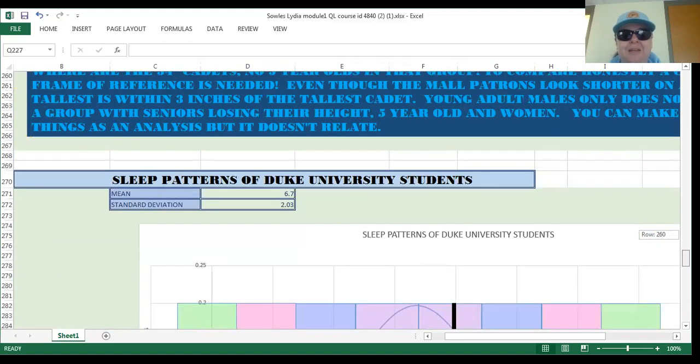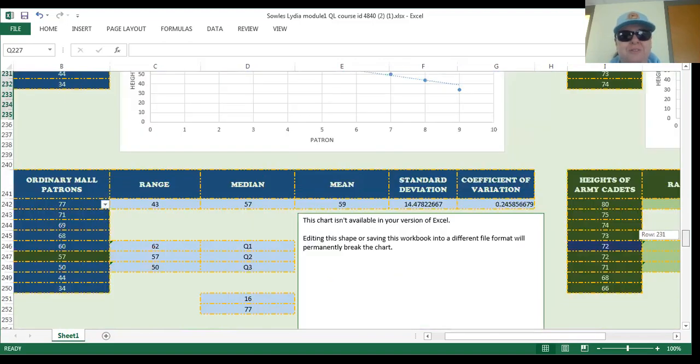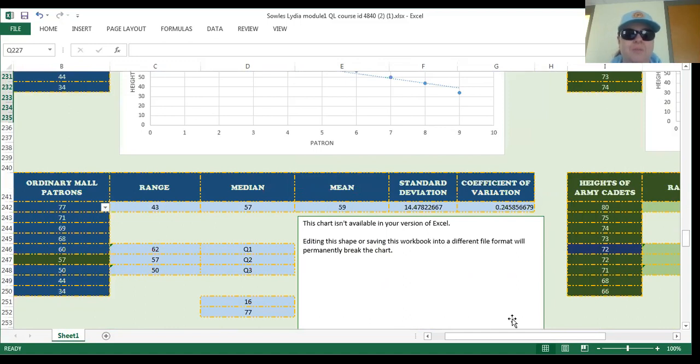Because in reality, if you look at the tallest mall patron, 77 inches, very close to 80, and that's the only one of the cadets that was taller than that gentleman.